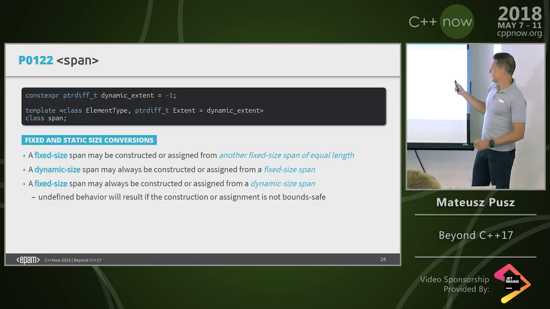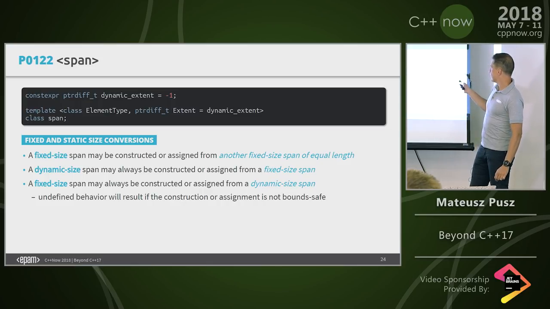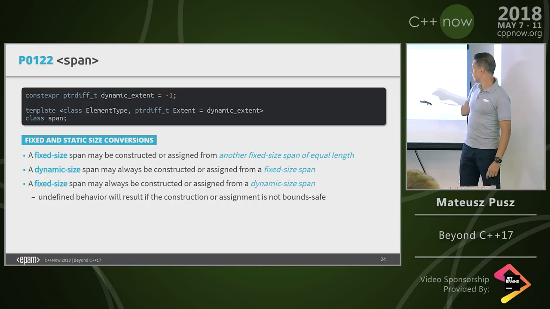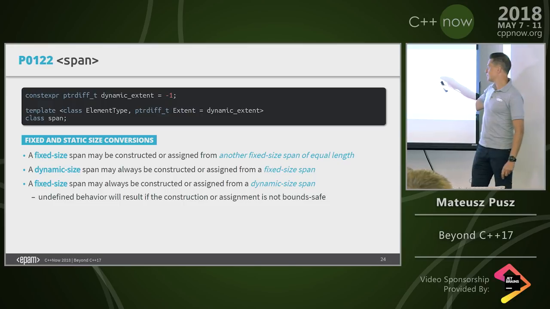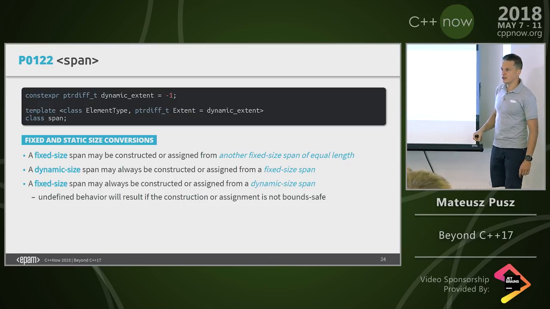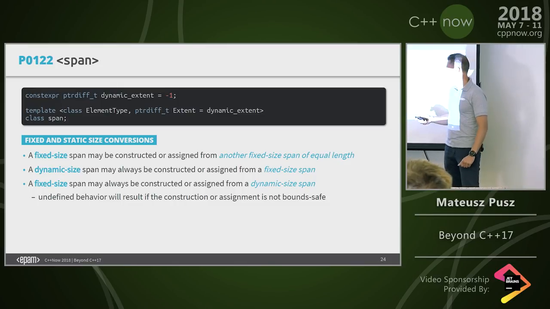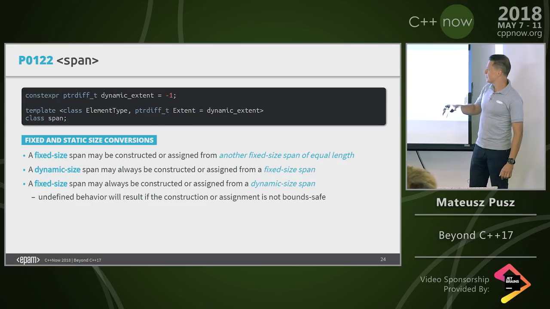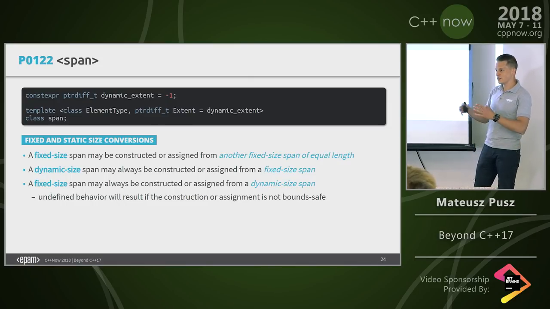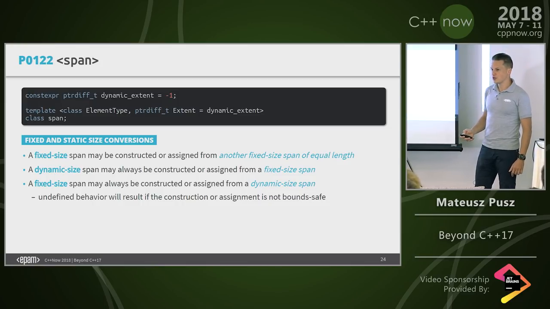You're able to assign spans to spans, fixed size to another fixed size of equal length. Dynamic size can be assigned from fixed size, of course. And also fixed size can be assigned from dynamic size, but it's up to the user to make sure that the size is okay. Otherwise, it is undefined behavior if the size doesn't match. There are no checks, no exceptions thrown if the size is wrong, because it would affect the performance of the feature. Additional checks, yes.